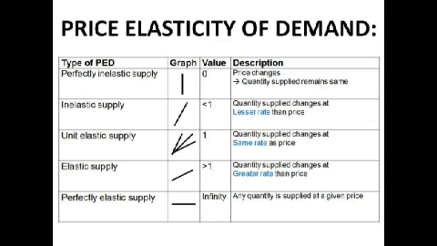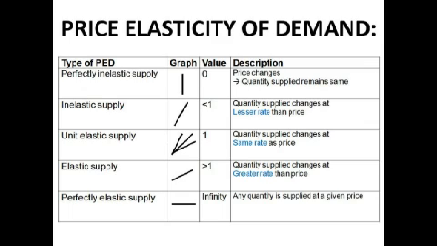Elastic supply is when your value is greater than 1, and this means that the quantity supplied changes at a greater rate than the price. It's quite a flat line, but it's still slightly sloped. And an example of this is if the price goes up by 5%, the quantity supplied might increase by 10%, because lots of new suppliers think, aha, I'm going to enter the market, and they all come in at once, and so you get a massive increase in quantity supplied. Or the producers already in the market increase the quantity they're supplying.